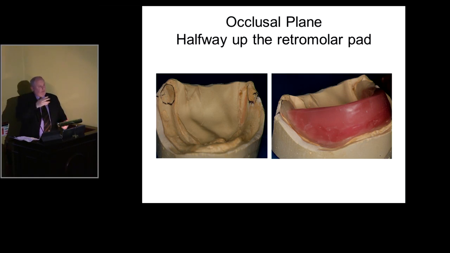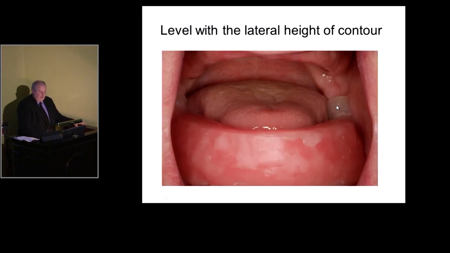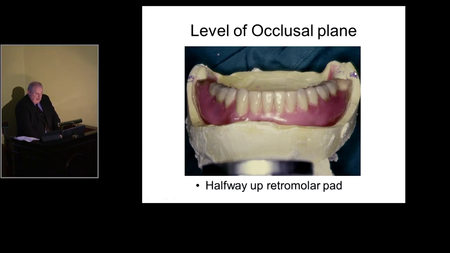Why is that? Because that's where your teeth are in your mouth. If you put your tongue from the back of your 6 and 7, you're halfway up the retromolar pad. If we get above that, we cause instability. We should be level with the lateral border of the tongue. Halfway up the retromolar pad, that's where the teeth should be going. 6, 7, halfway up the retromolar pad.